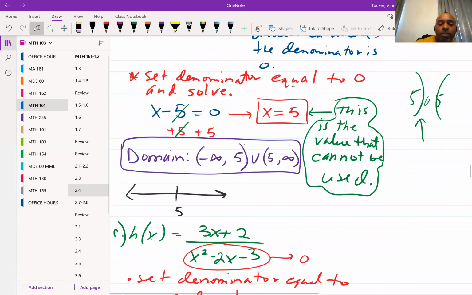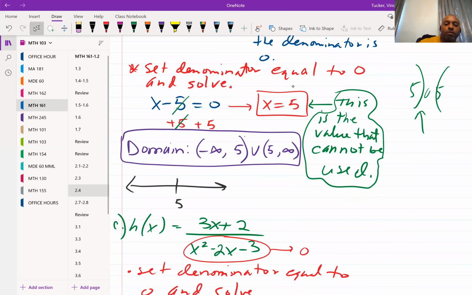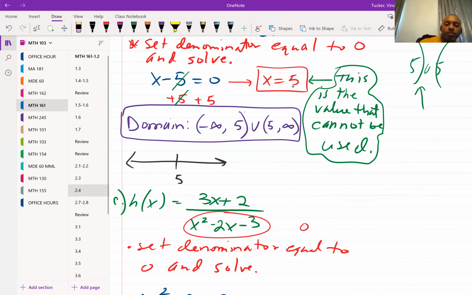All right, so let's do it one more time as far as fractions are concerned, rational expressions. We have (3x + 2) over (x squared minus 2x minus 3). Once again, it's a fraction, it's a rational expression. So I want to know, when is my denominator equal to 0? Because that's where I will have problems. So I want to set my denominator equal to 0 and solve it. Those are the values that will give me problems as far as this function is concerned.